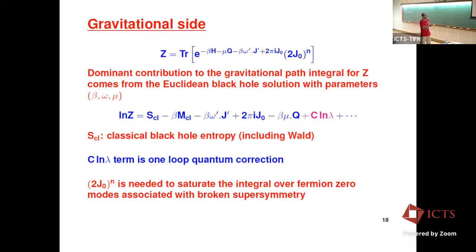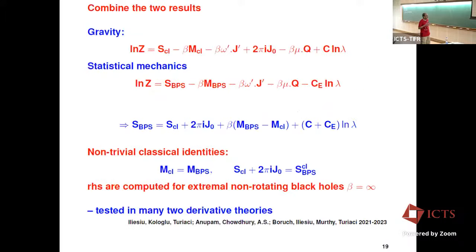And the gravitational path integral also has these two J0 to the n inserted, and that in fact is essential because there are fermion zero modes in this black hole background, and this 2J0 to the n is necessary to saturate those fermion zero mode integrals. Otherwise, you will just get 0. I will come back to this again later.